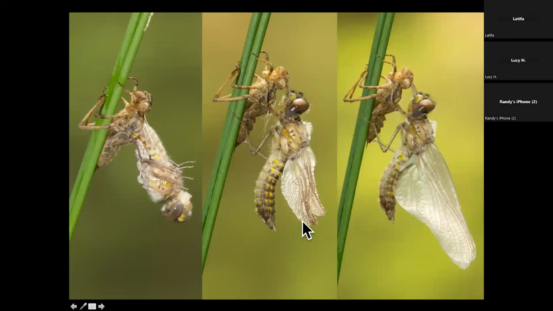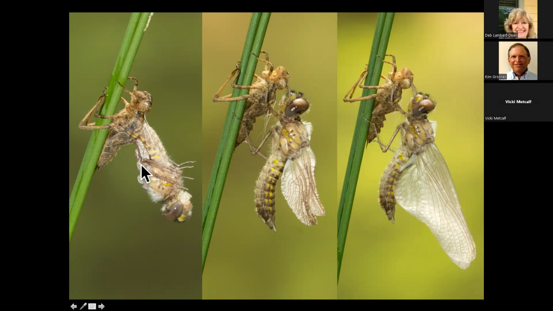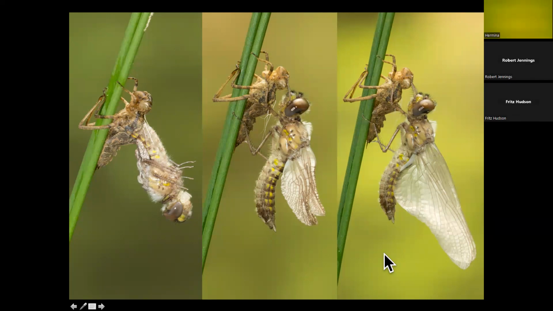And then, as you can see, the wings, which were so tiny we hardly even saw them right here, start expanding, and they're pumping fluid through there to expand the wings.